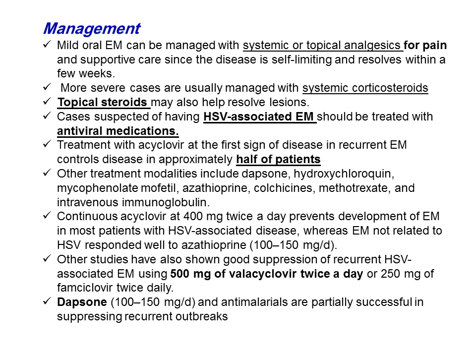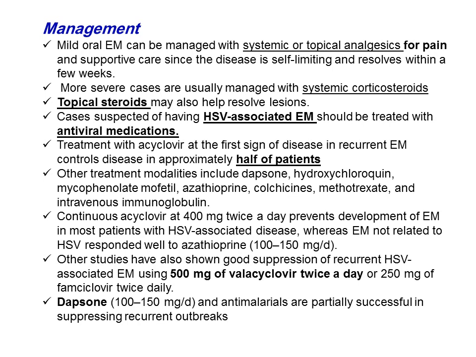Cases suspected of herpes simplex associated erythema multiforme may be treated with antiviral medication. Treatment with acyclovir at the first sign of disease in recurrent erythema multiforme may control approximately half of cases. Other treatment modalities may include dapsone, hydroxychloroquine, azathioprine, colchicine, methotrexate, and intravenous immunoglobulin.